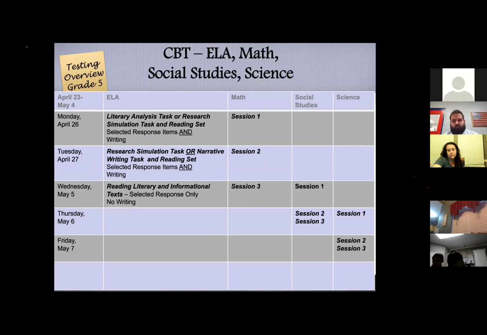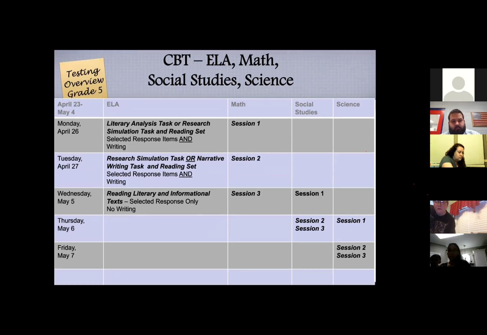For the fifth grade schedule, we have a little bit of leniency. I can kind of dictate when and what sessions we take. We just have to take them in a particular order. We can't jump sessions. So we're kind of doing it the same way.